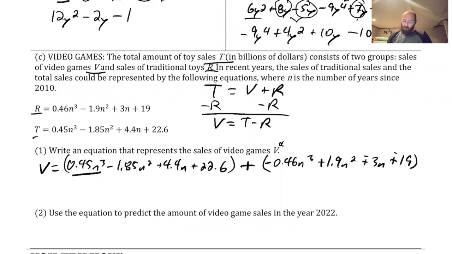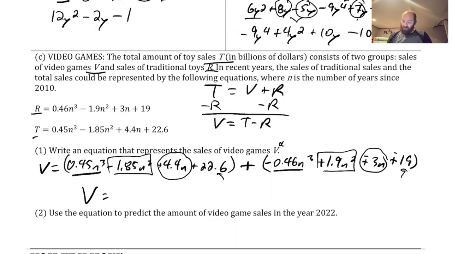So 0.45 n cubed, negative 0.46 n cubed. Okay, and then I've got negative 1.85 n squared, positive 1.9 n squared. We got a positive 4.4 n, negative 3 n. And then we got 22.6 and negative 19 is my two constants.